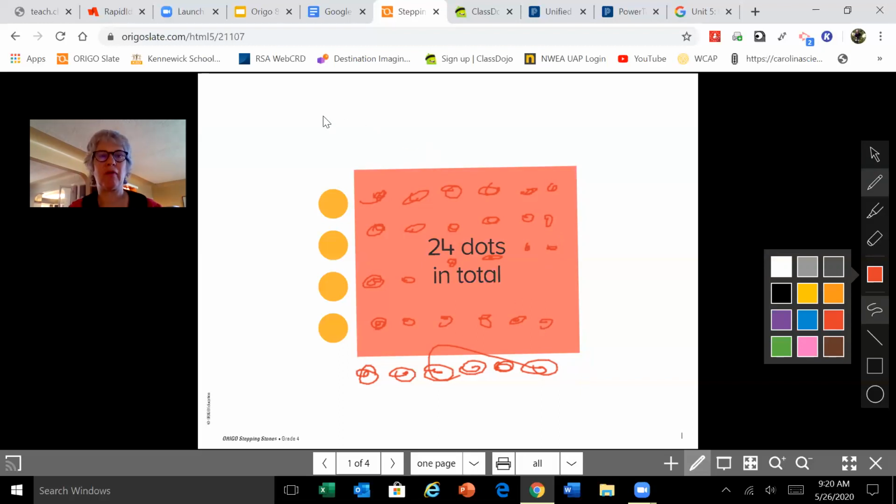I can then think about this opposite too. I can think about this as 24 divided by 4 equals 6. So if I know the area of something and I know one side of something, I can figure out the other side. So let's take a look at another slide.